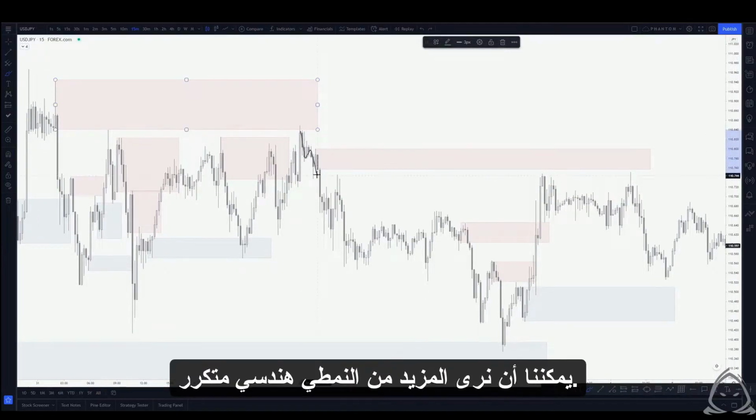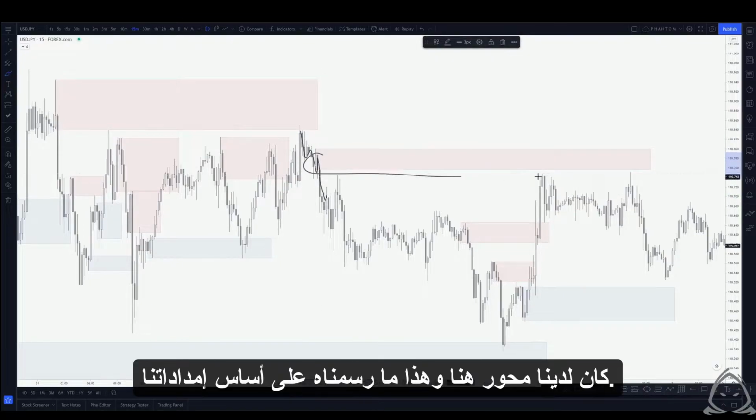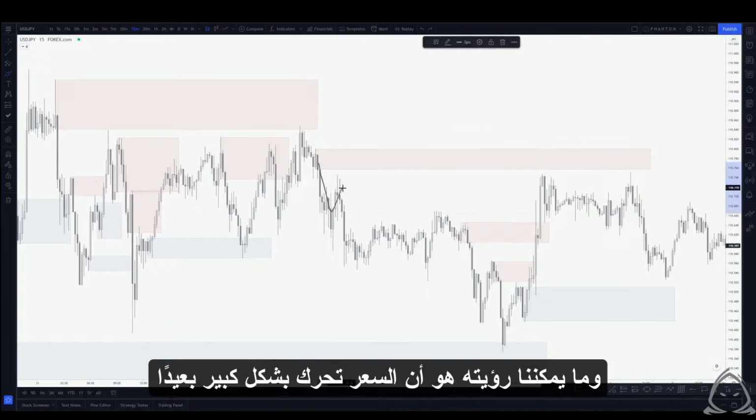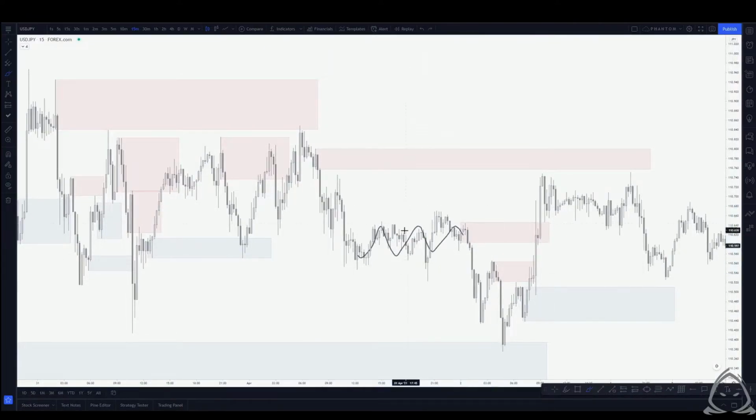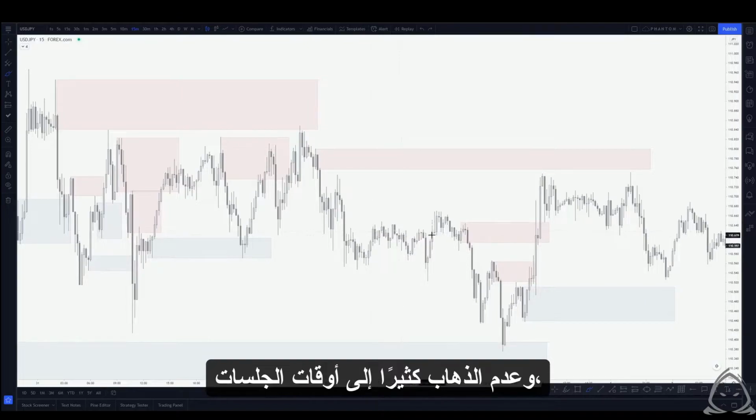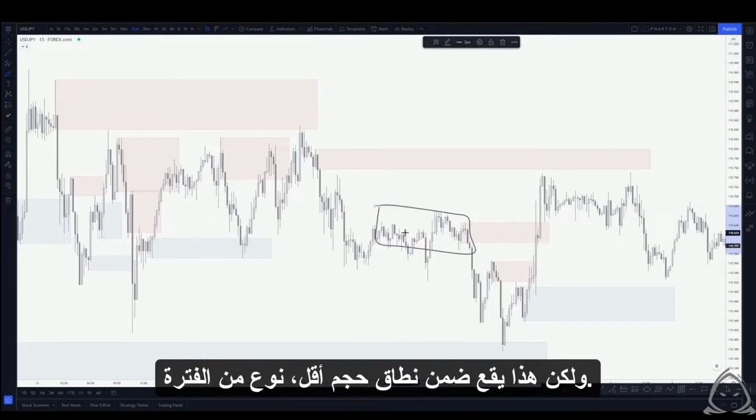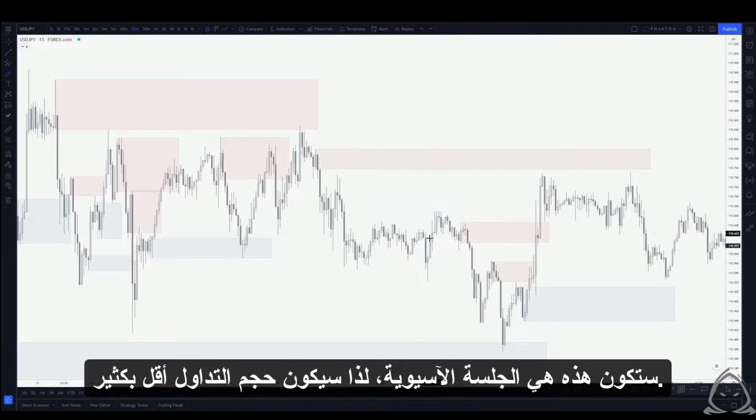As we came down, we can see more fractally, we had a pivot here, and that's what we drew our supply zone based on. And what we can see is price sort of moved aggressively away initially, and then we started to consolidate. We created this range. And not going too much into session times, but this does fall within a lower volume sort of period. This would be the Asian session.